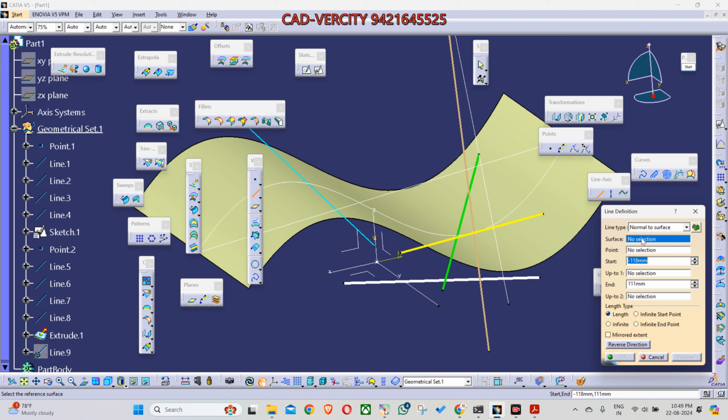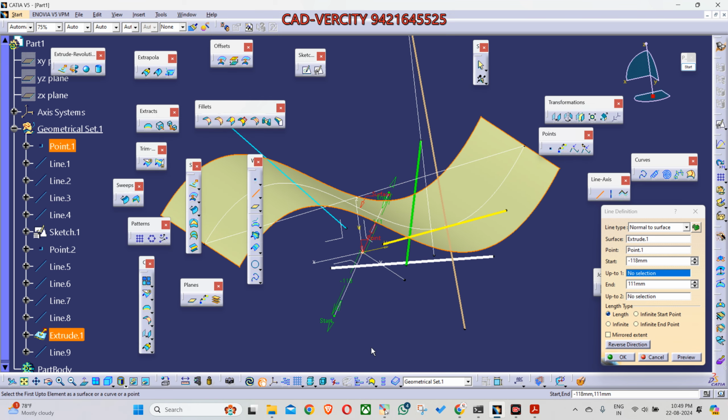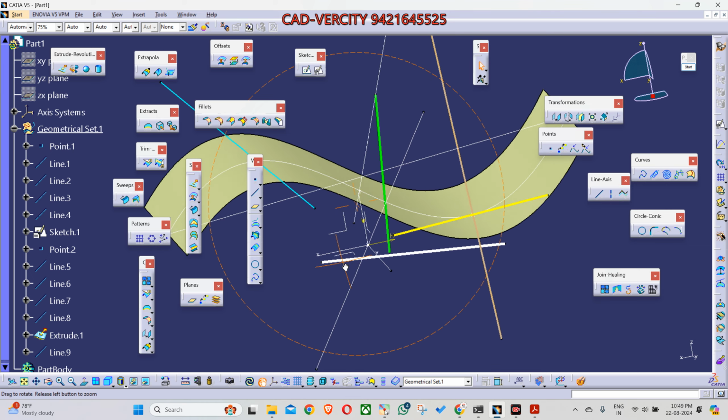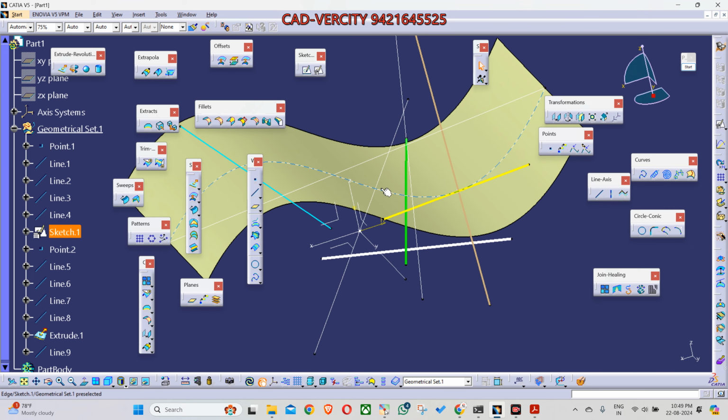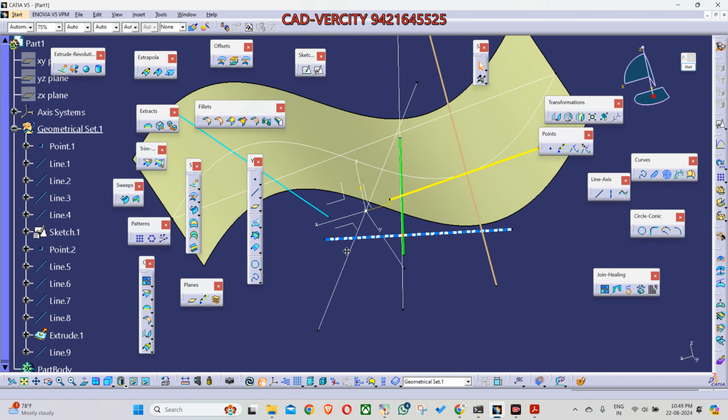Okay, surface. This is my surface. What is our point? This origin is my point. Can you see? Yes. What is CATIA doing? CATIA will project that point on the surface normally. And we will get one line. What is the angle between the line and the surface? 90 degrees. It is normal to the surface.